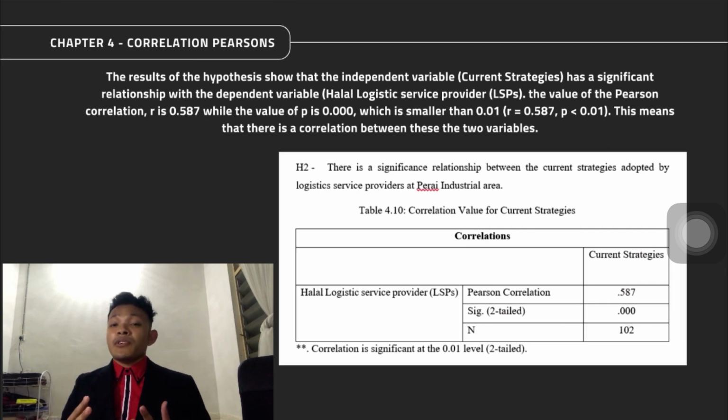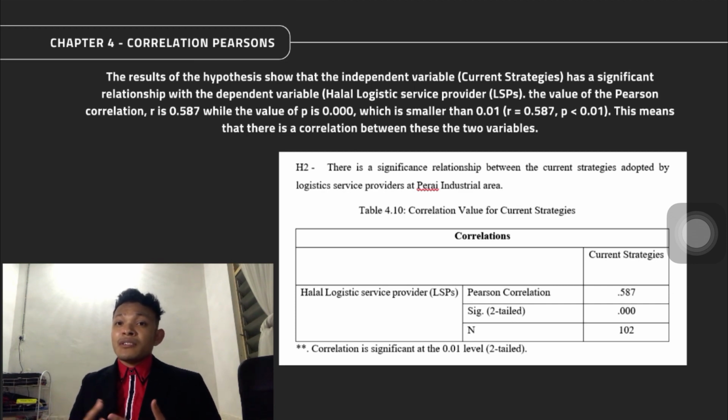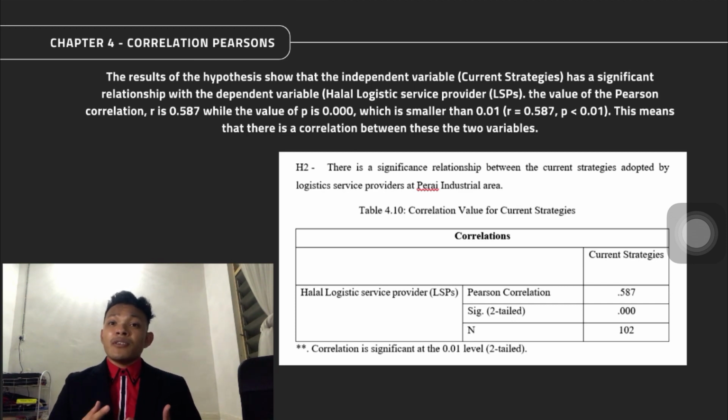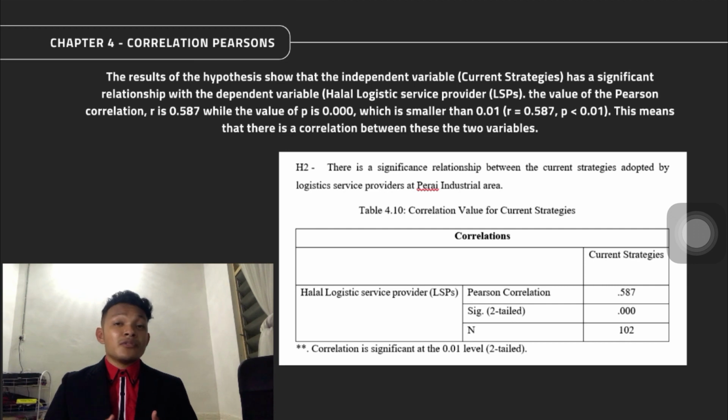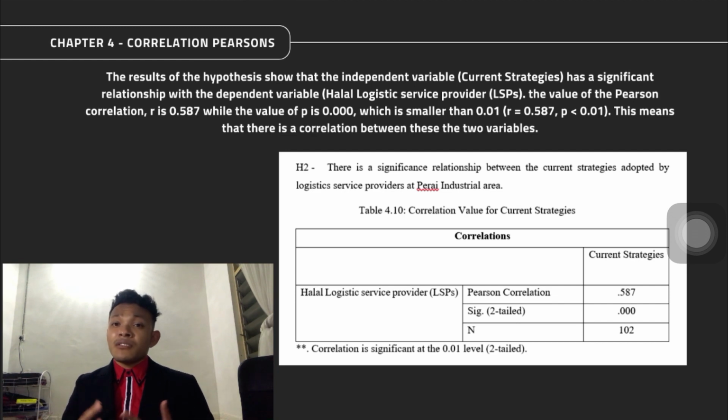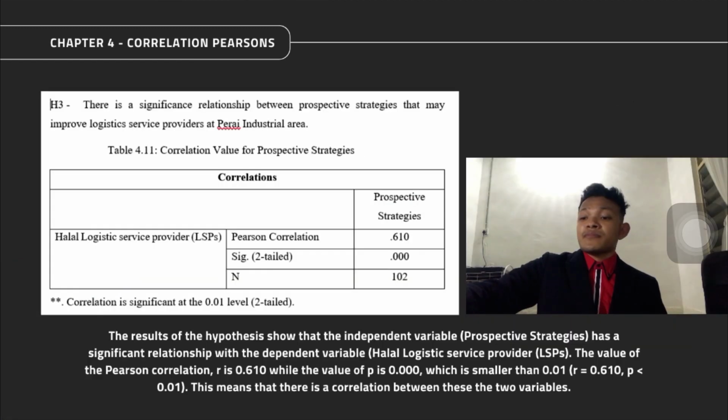Next, for H2, the result of the hypothesis shows that the independent variable current strategy with the dependent variable halal logistics service provider have a significant relationship. This is shown by the result: the value of the Pearson correlation R is 0.587, while the value of P is 0.00, which is smaller than 0.01. This means that there is a correlation between these two variables.